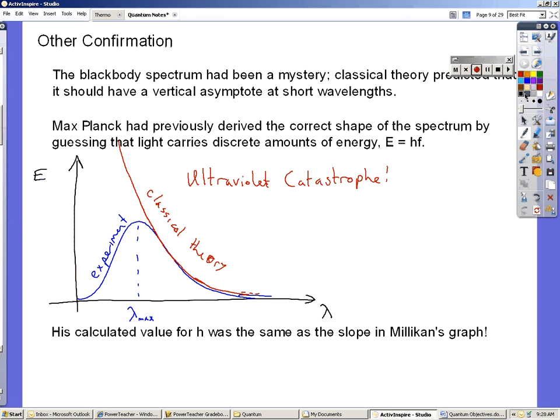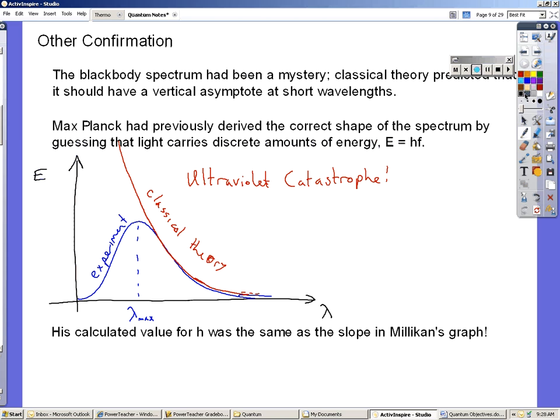No one really paid too much attention to that, including Planck, who was convinced that light doesn't actually carry energies in discrete amounts, but that it was just a mathematical explanation for something else and probably less interesting that was going on. However, about the same time Planck did this, Millikan did his experiment with the photoelectric effect. At the time, no one connected the two phenomena.